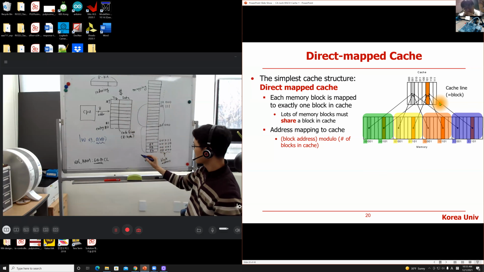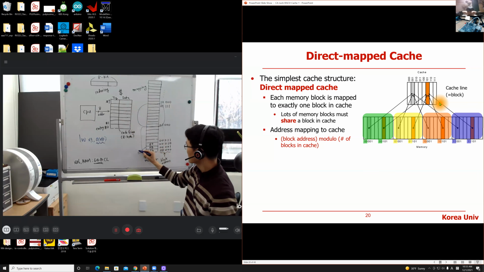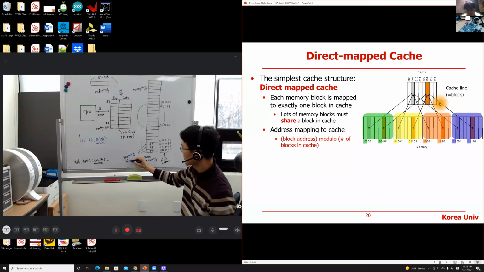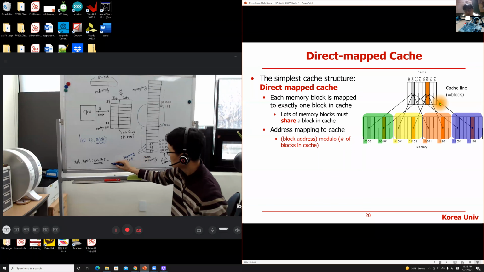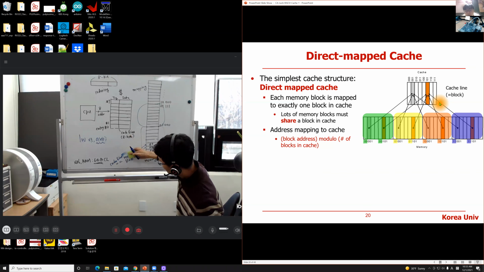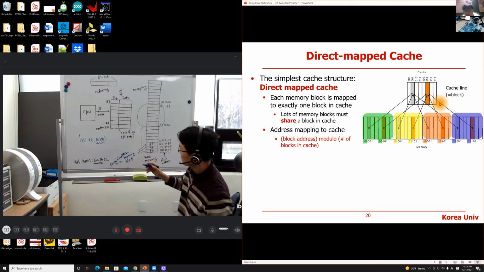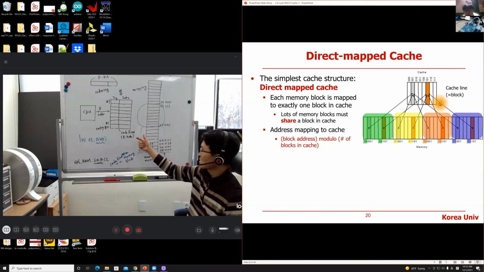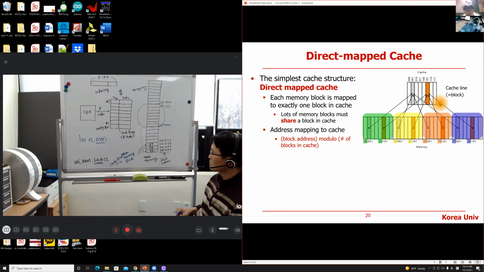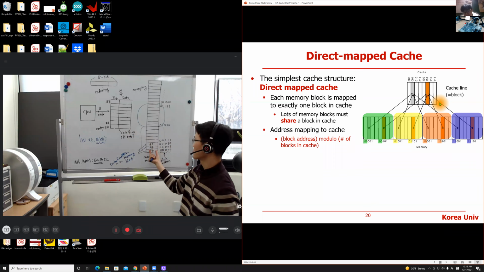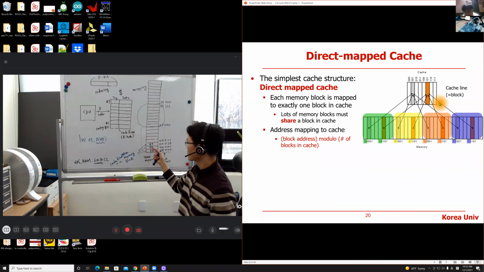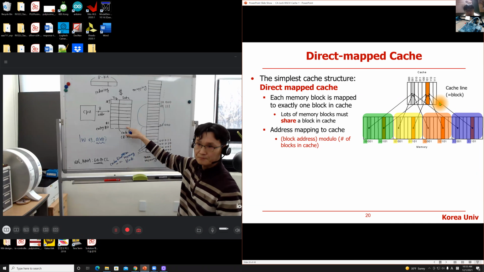Then somehow you have to bring in a memory block. Each one is called a memory block, which is equal to the cache line size. Okay, memory block size is the same as cache line size, 8-byte. So a cache miss happens. You need to bring in the memory block to the cache.